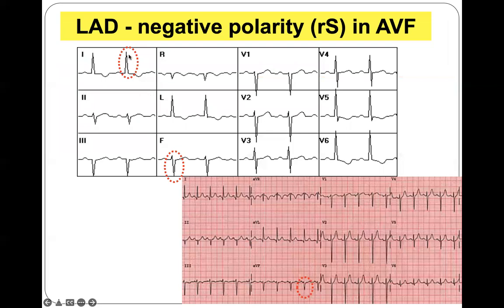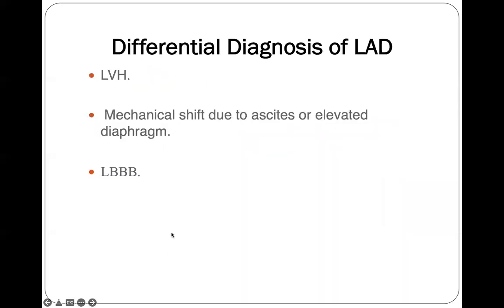So if you look in the left axis deviation, you'll see that lead one is positive as normal, but AVF is negative. So both leads look like they are in a conflict between each other. They are in opposite directions. So here it is a left axis deviation. If you look here at this ECG, you will find lead one positive, AVF negative. They are looking at opposite directions. Looks like they are in a conflict between each other. So they are from the left-sided people. This ECG has a left axis deviation.